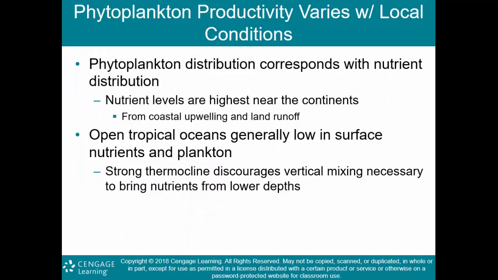All right, so phytoplankton productivity varies with local conditions, right? If it's super cloudy all year long, then you're not going to get a whole lot of photosynthesis going on. Again, I talked about the presence of nitrogen and phosphorus, or maybe even just the presence of carbon dioxide in the water. So those are limiting agents, and if local conditions vary, then the amount of productivity can vary. So phytoplankton distribution corresponds with nutrient distribution.